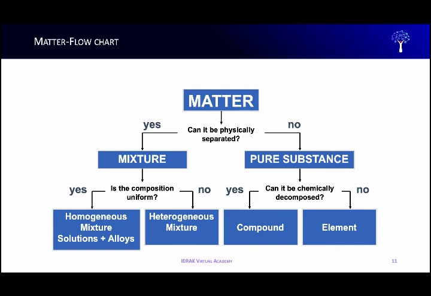A pure substance is a substance whose components are chemically combined together, so the particles cannot be physically separated. And we have two types of pure substances. We have compounds and elements.